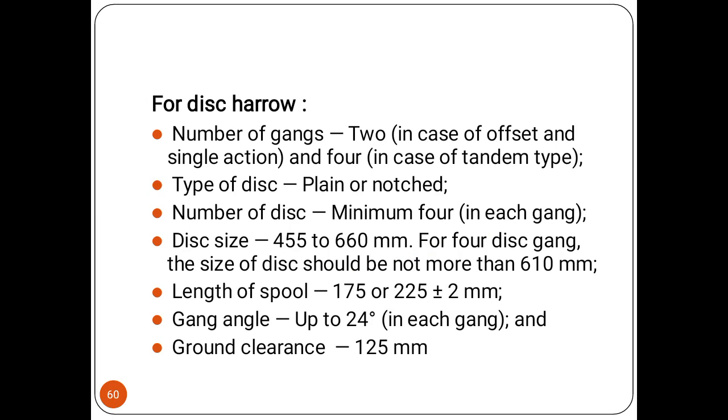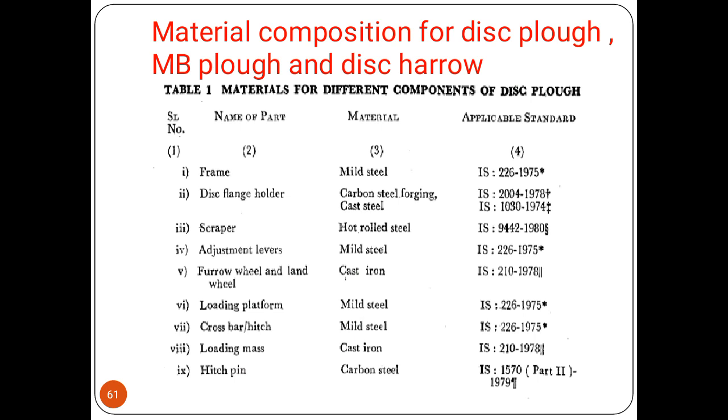Now the disc harrow: the type of disc may be plain or notched, and the number of discs minimum four in each gang, and the disc size shall be 45 to 60 millimeter. Then length of the spool, gang angle and ground clearance shall be 1 to 5 millimeter. We can see the length of spool 175 or 2 to 5 plus or minus 2 millimeter. Gang angle up to 25 degree. This is the material composition for the disc plough, MB plough and disc harrow.